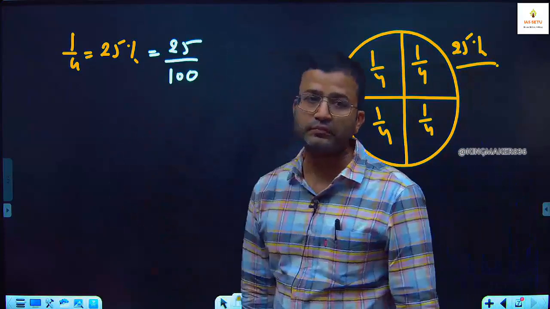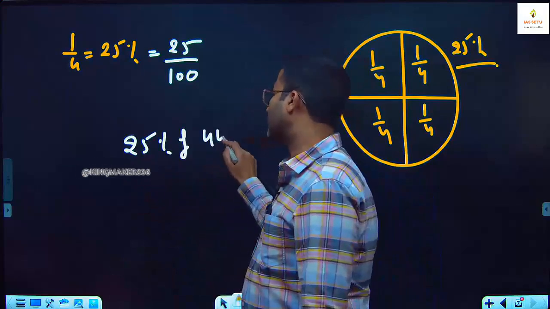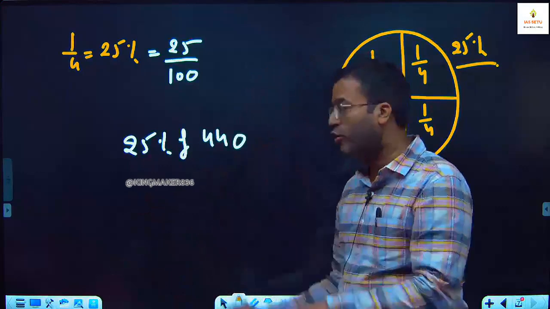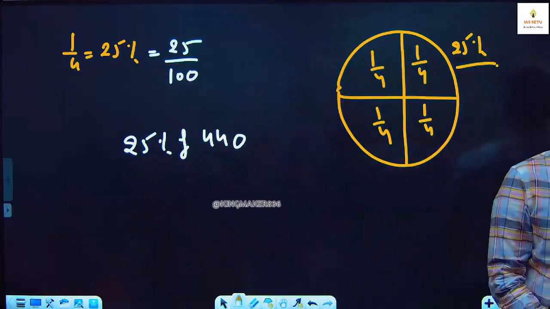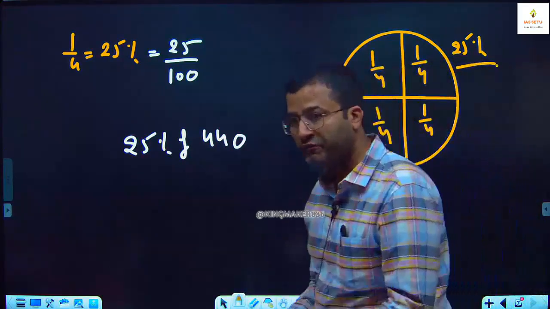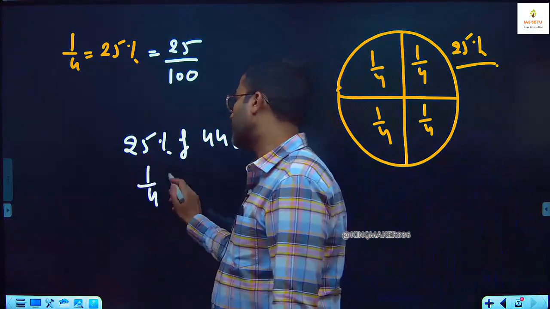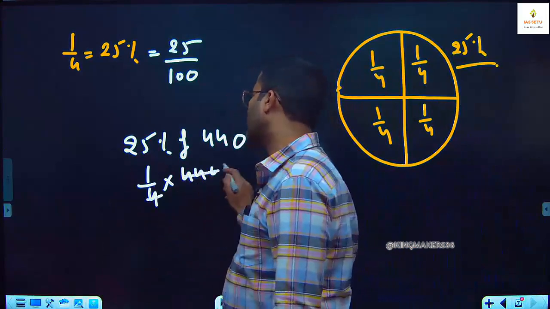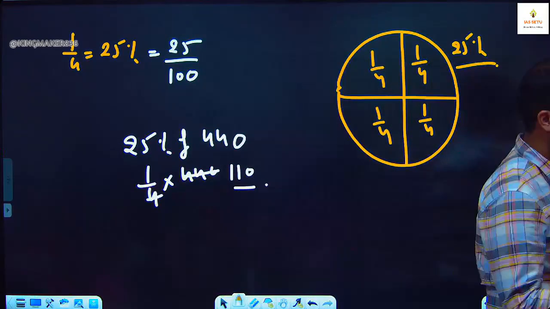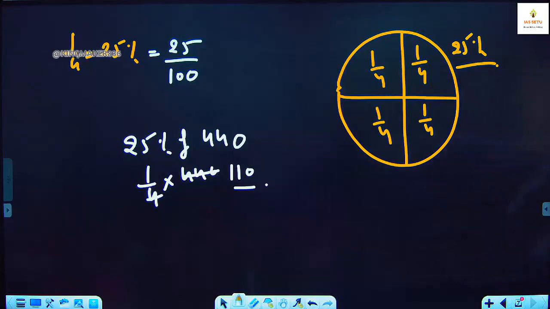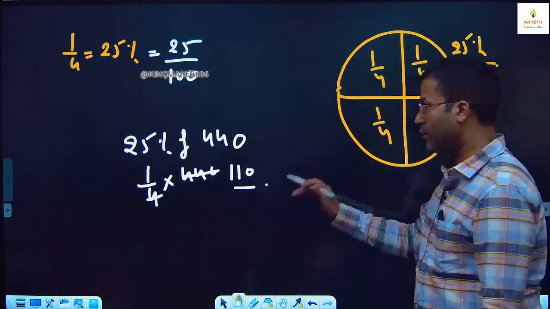25/100. What is the use of this? If you have to calculate 25% of 440, you have the option to multiply with 25, but that is more time consuming. So if you have to do calculation fast for percentage, you should know this is 1/4 into 440, so it is 110. So sometimes converting percentage into fraction makes our calculation easy. That is the purpose.